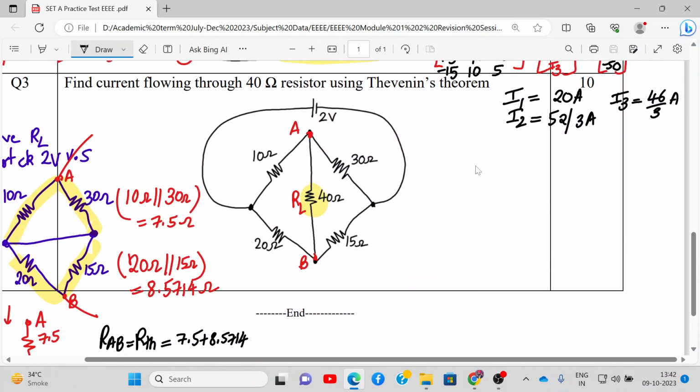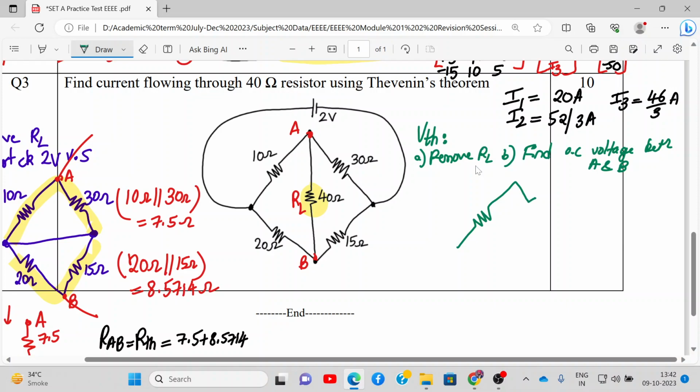Now next we'll calculate VTH. Alright, so let's take this side for VTH, and let me use green color. So we need to find VTH. For finding VTH, what is the procedure? We need to remove RL, and second, find the open circuit voltage between A and B. Let me redraw the network. So here is my 10 ohm resistance, 30 ohm resistance, here it is 20 ohm resistance, and here is my 15 ohm resistance. These are my terminals A and B.